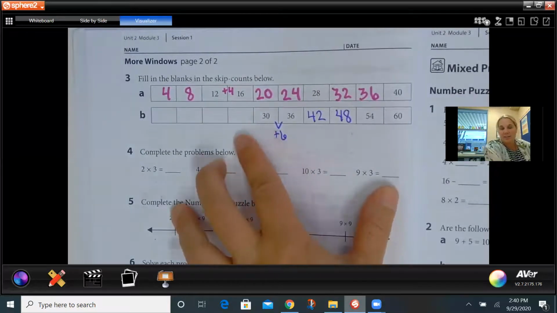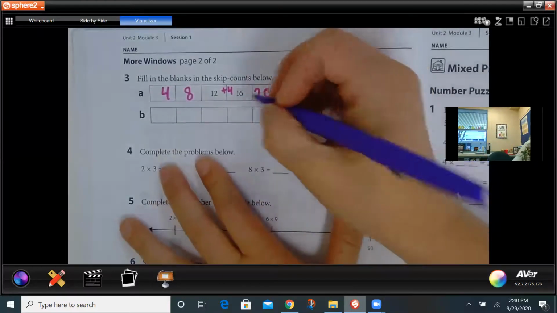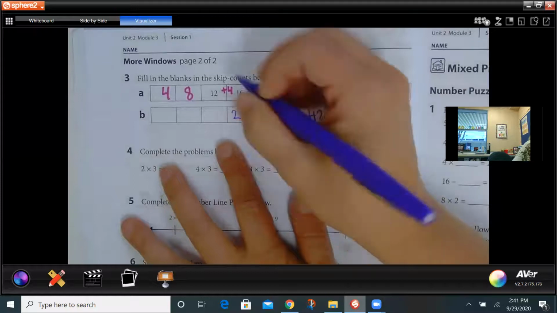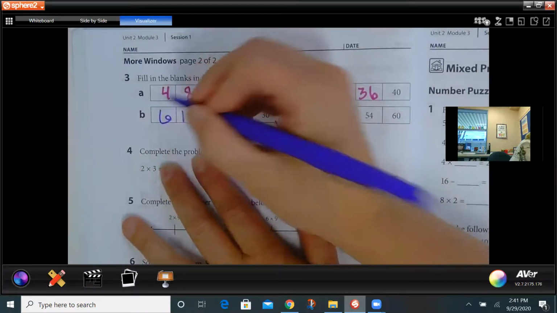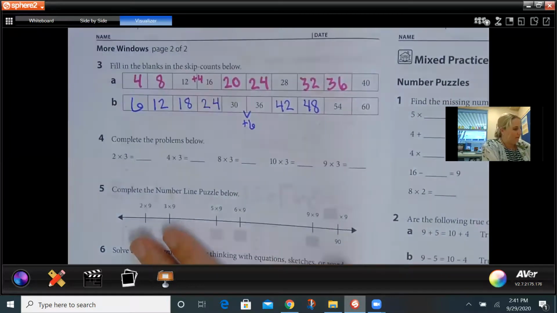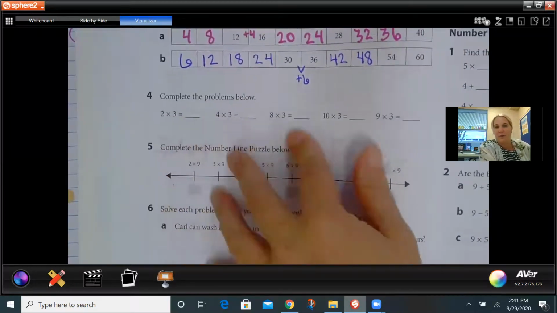All right, now I got to go backwards, even harder. I'm going to subtract 6 and subtract 6 and subtract 6. Oh my goodness. 30 minus 6 is 24. Minus 6 is 18. Minus 6 is 12. And then 6. Boom.